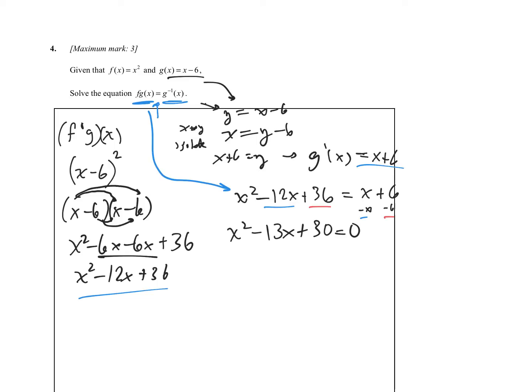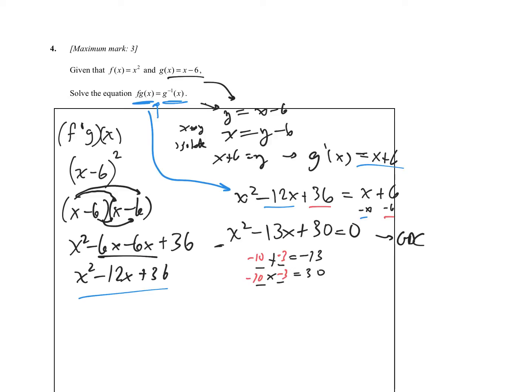Now, I guess since on this paper you had your graphing calculator, you could just put that into the GDC and solve. Or you could factorize. And so we're looking for two numbers that add to get −13 and multiply to get 30. Those two numbers look like −10 and −3, because those multiply to get positive 30, and −10 plus −3 add to get −13.